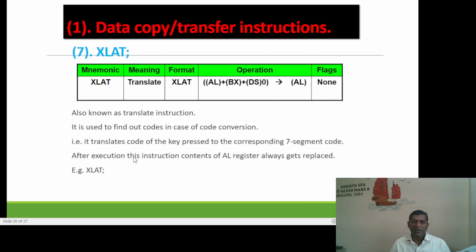So this XLAT instruction works the same way. This is the only way the instruction will be executed.